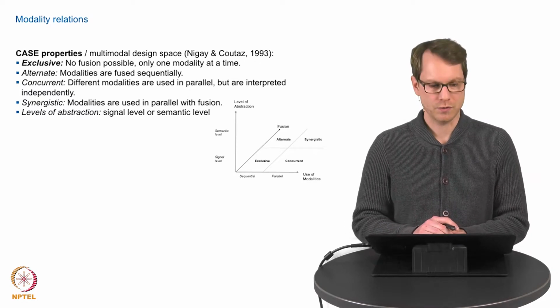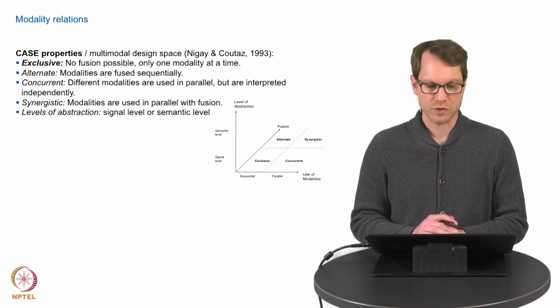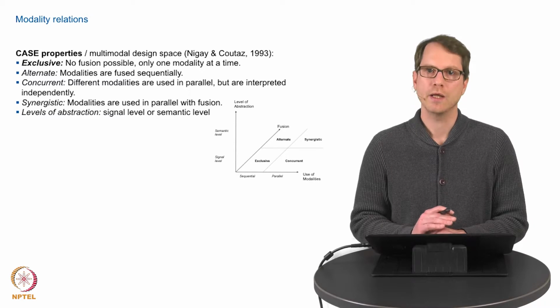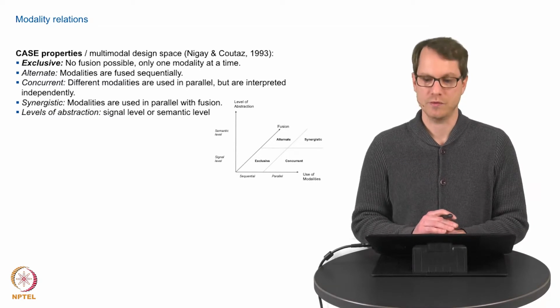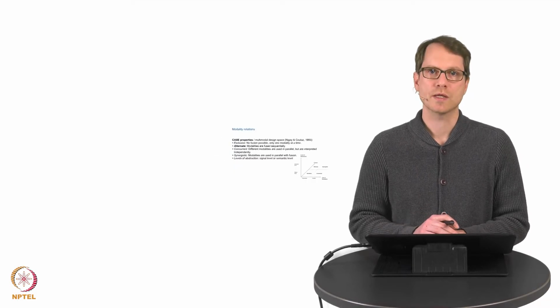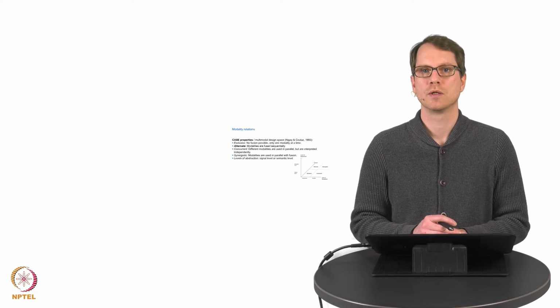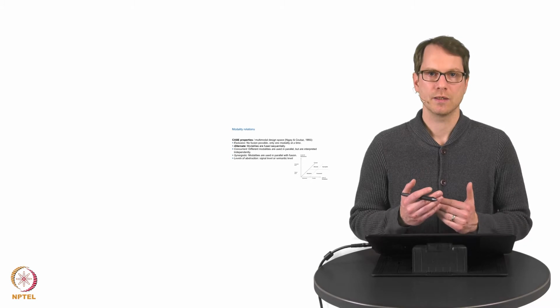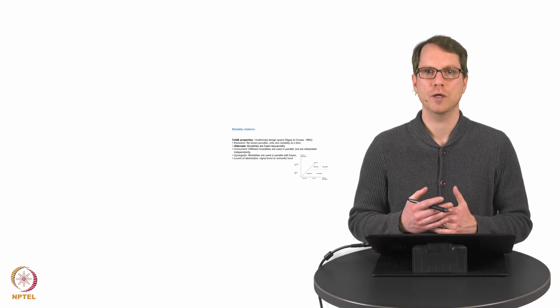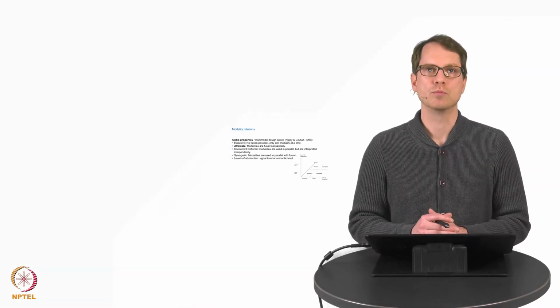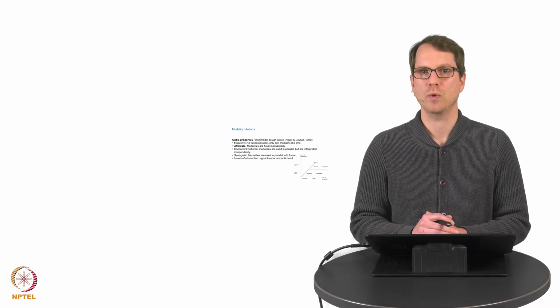The first one is called exclusive. This just means there's no fusion possible and only one modality can be processed by the system at a time. The second one is alternate. This is actually the most widespread system design which we have nowadays. This means there is some kind of multimodal input possible by the system, but each information, each modality can only be used in a sequential way.